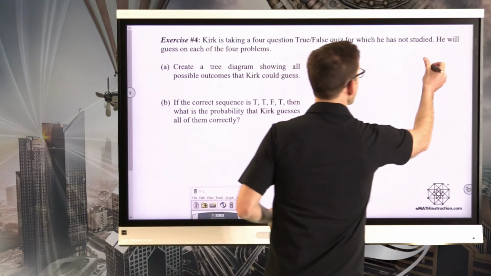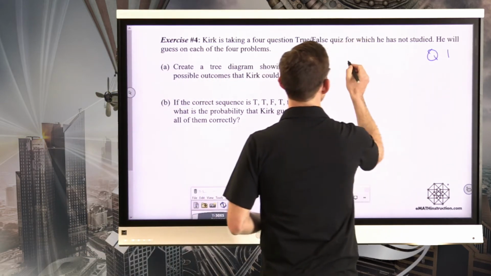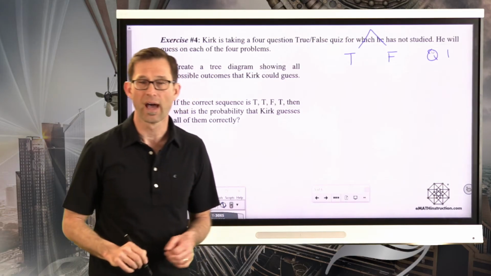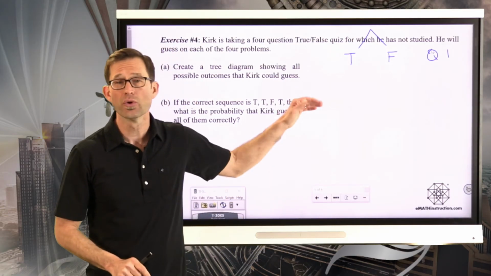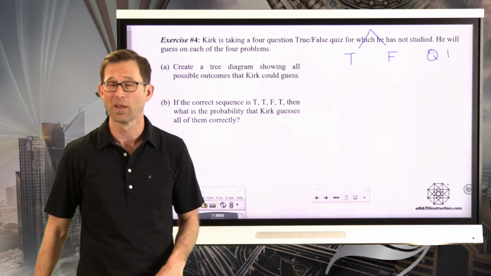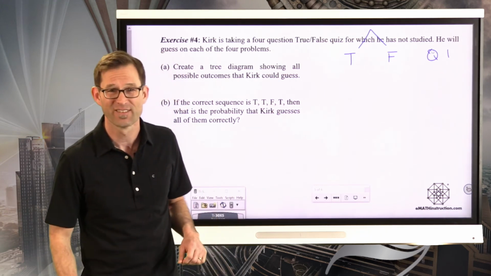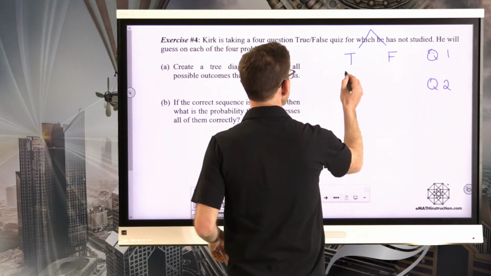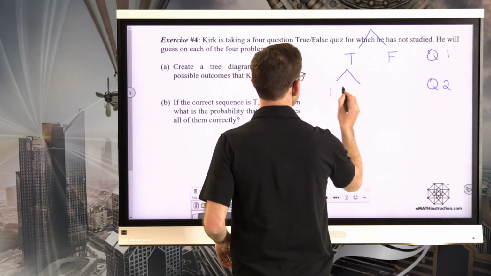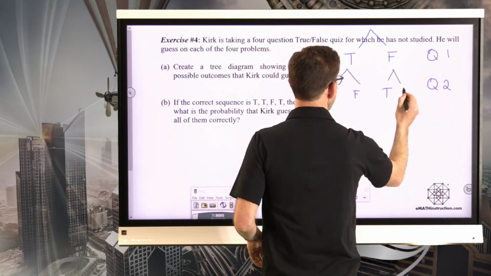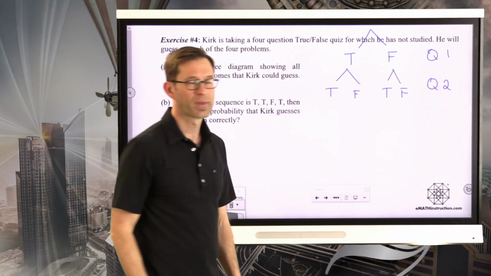So literally, on question 1, Kirk could guess a true or a false. And maybe I'll put this additional branch up here, but you don't absolutely have to, right? But I could have guessed a true or a false on question 1. I'm just guessing at random. I'm just like flipping a coin and being like, all right, I'm going for false, right? But then, of course, for question 2, if I guessed a true on question 1, I could still guess a true or a false on question 2. And if I guessed false there, I could do a true-false there.